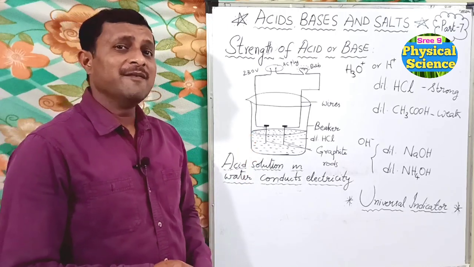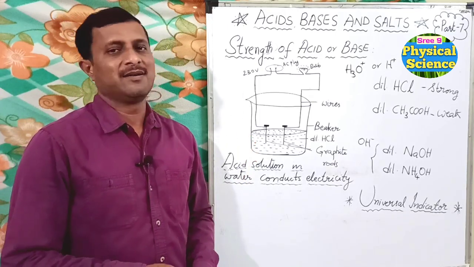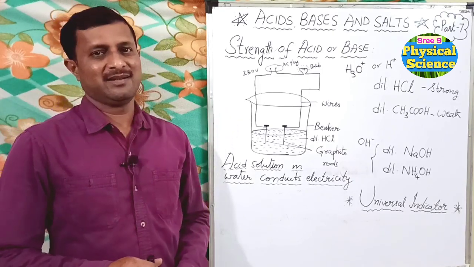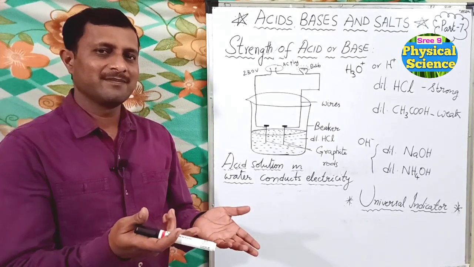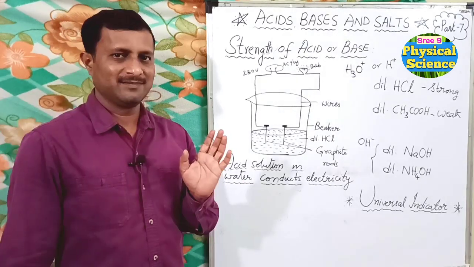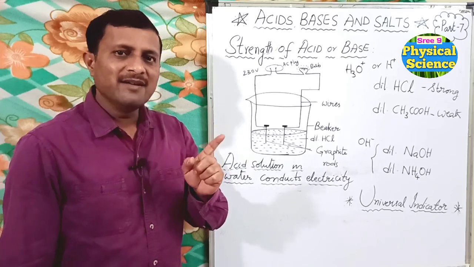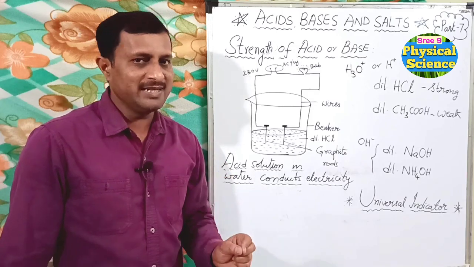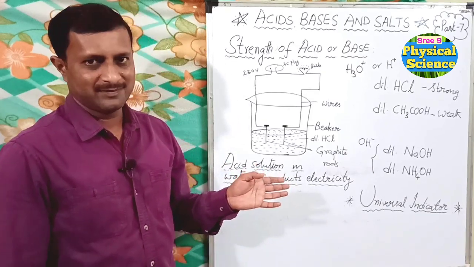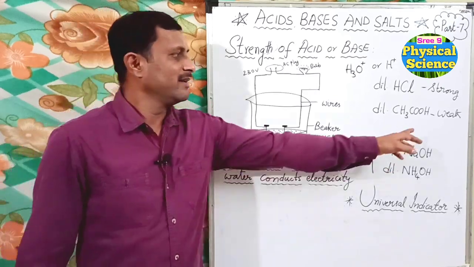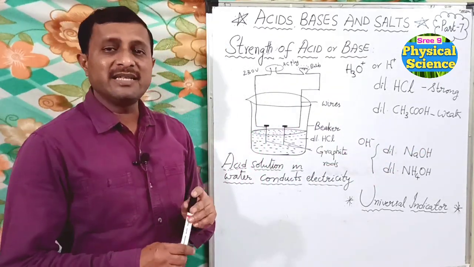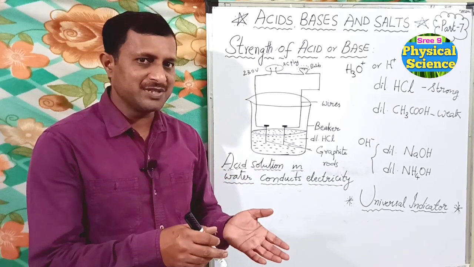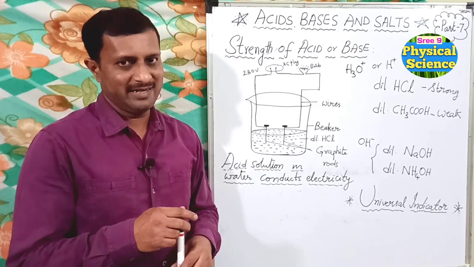Now can we define which is strong acid, weak acid, and strong base and weak base? Can you define, or can you say? Yes, let us say. The acid which produces more number of H3O+ ions in aqueous solution is called strong acid, right? Now the weak acid: the acid which produces fewer number of H3O+ ions in aqueous solution is called weak acid.